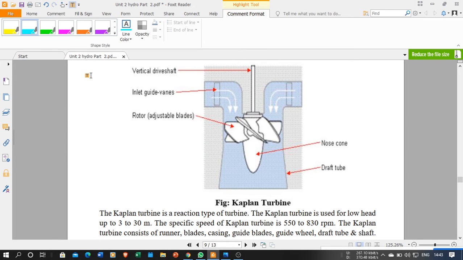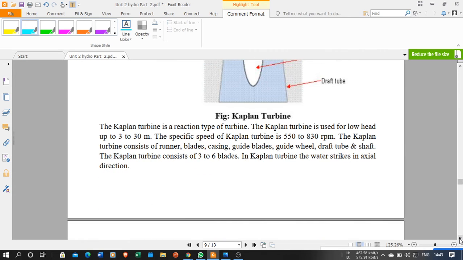The Kaplan turbine is a reaction type turbine. Yes, the Kaplan turbine also uses the draft tube and all these things. So my Kaplan turbine is basically a reaction type turbine. Kaplan turbines are used for low head applications. As my Francis turbine is used for medium head application, these turbines are used for low head application, 3 meters to 30 meters, and its speed is 500 to 800 rpm.